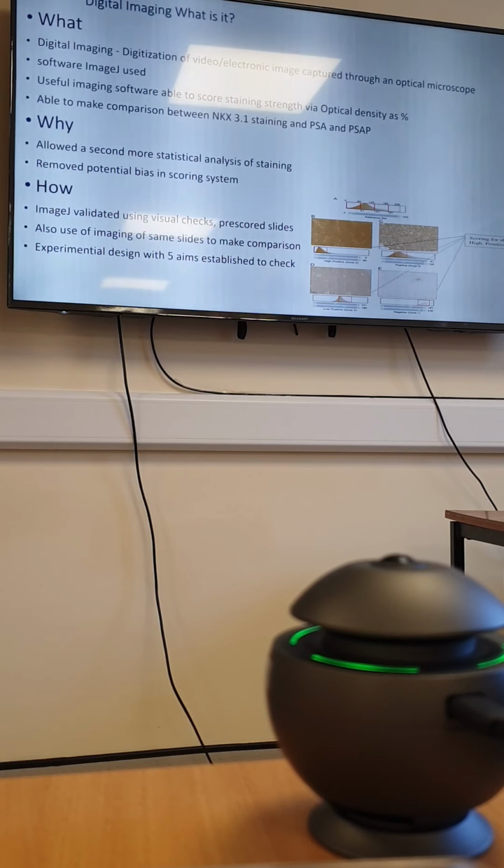And the reason I used the digital imaging rather than just doing visual checks, it was to allow a second, more statistical analysis, so you could basically say not just it looks a bit weaker, it's a bit stronger, you can say this is how much weaker and this how much stronger it was.